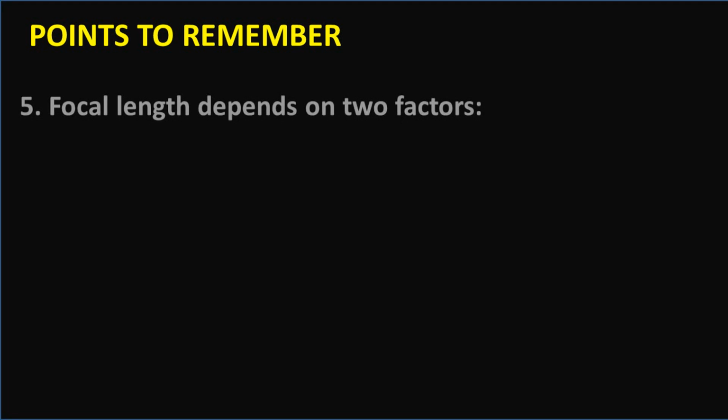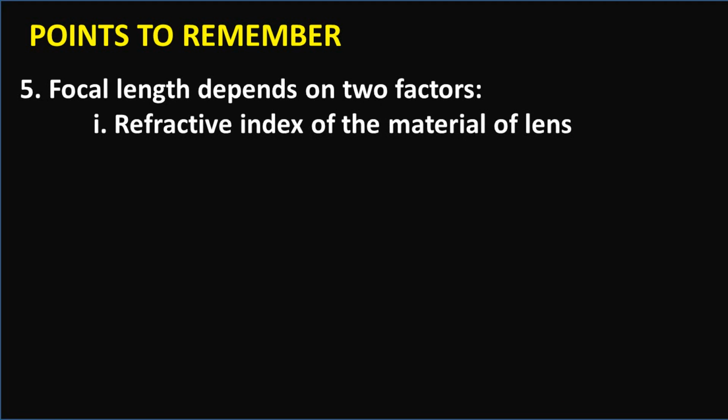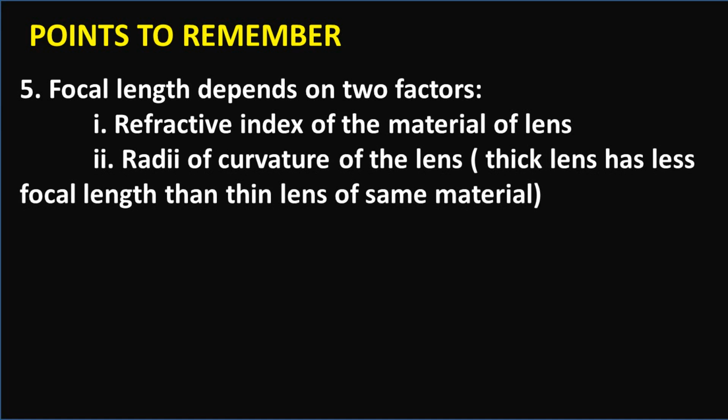Number 5, focal length depends on two factors. Number 1, the refractive index of the material of the lens. They are inversely proportional. The more the refractive index, the less the focal length. Number 2, radii of curvature of the lens. That means a thick lens has less focal length than a thin lens of the same material.